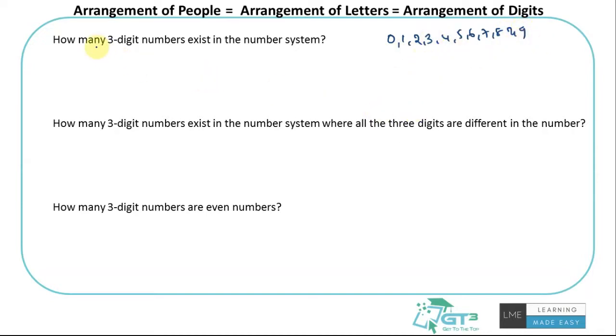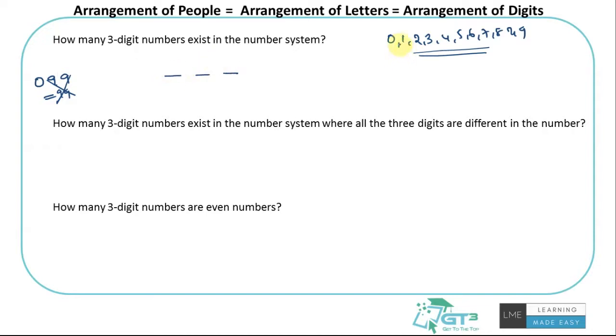So let's say I'm trying to understand how many 3-digit numbers exist in the number system. A 3-digit number will have 3 blanks, right? As I always said, let's look at the number of options available for each blank to find the total number of possibilities. For the first blank, I can put any one of these digits except 0. Why? I cannot start with 0. 099 is a 2-digit number, 99. That's not a 3-digit number. So a 3-digit number should not start with 0.